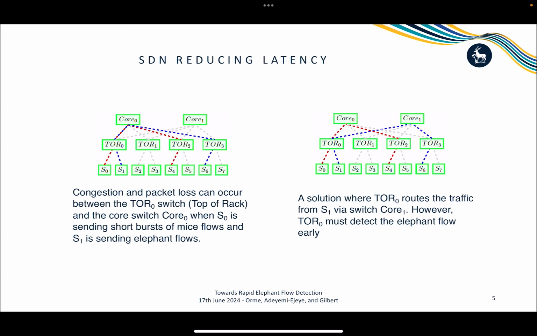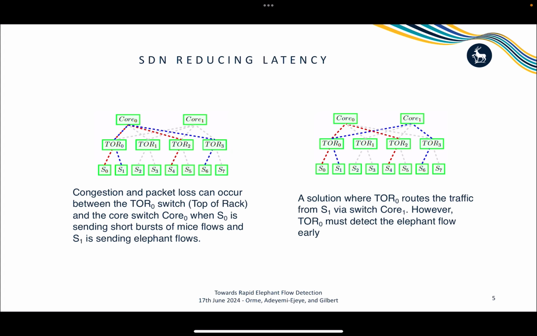This slide shows how intelligent routing in a network can reduce link congestion, packet loss, and therefore latency. On the left, two servers, server 0 and server 1, are generating mice and elephant flows respectively. It is possible that the buffer in the top of rack 0 switch could overflow, resulting in congestion in the link to the core 0 switch. On the right, the diagram shows how the elephant flow from server 1 has been rerouted so that it reaches the destination via core switch 1.